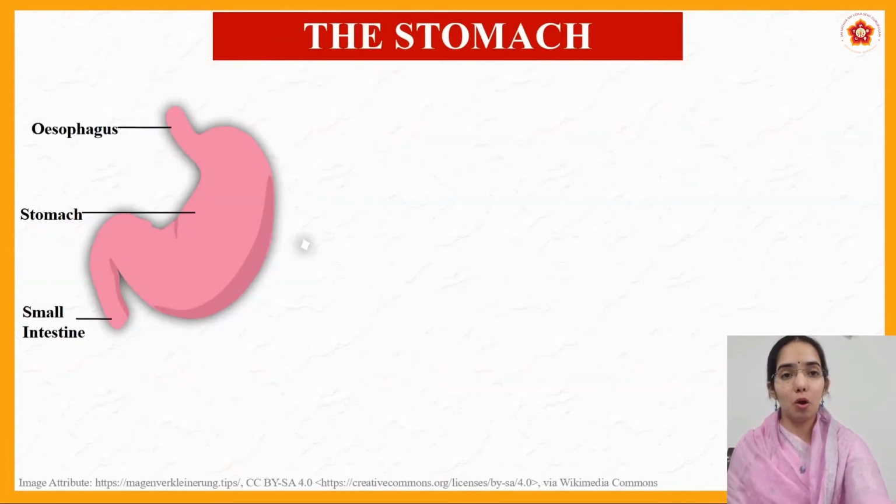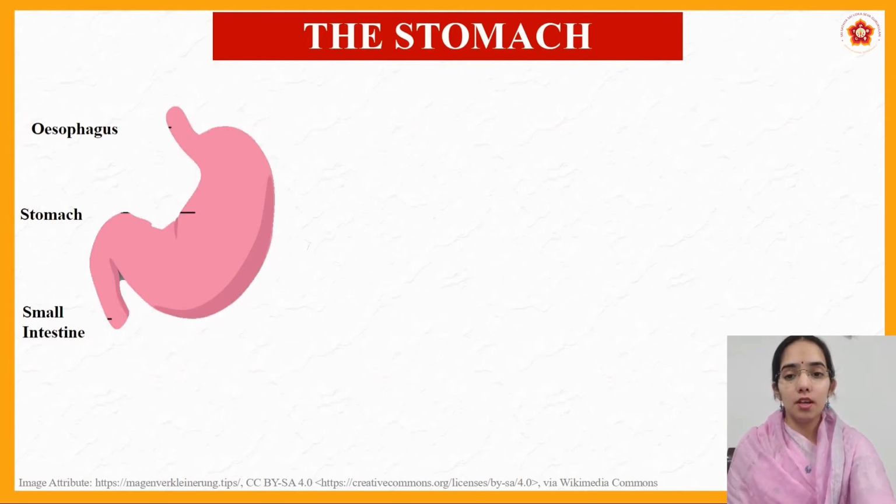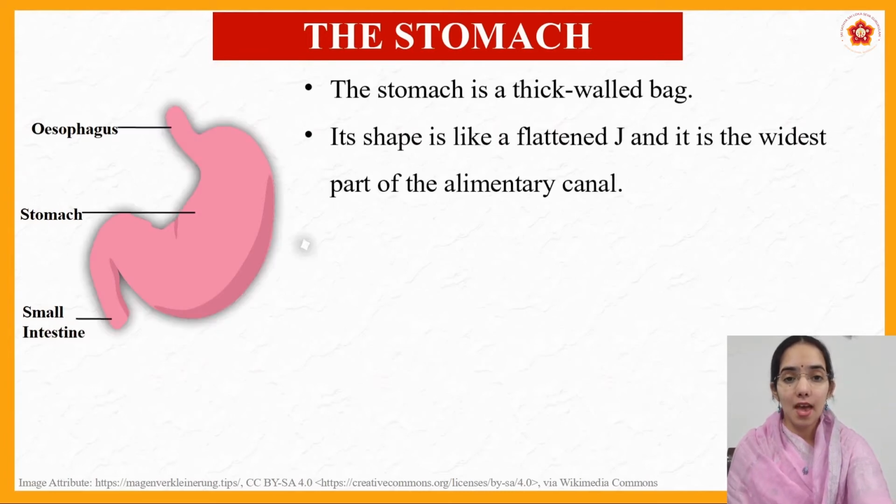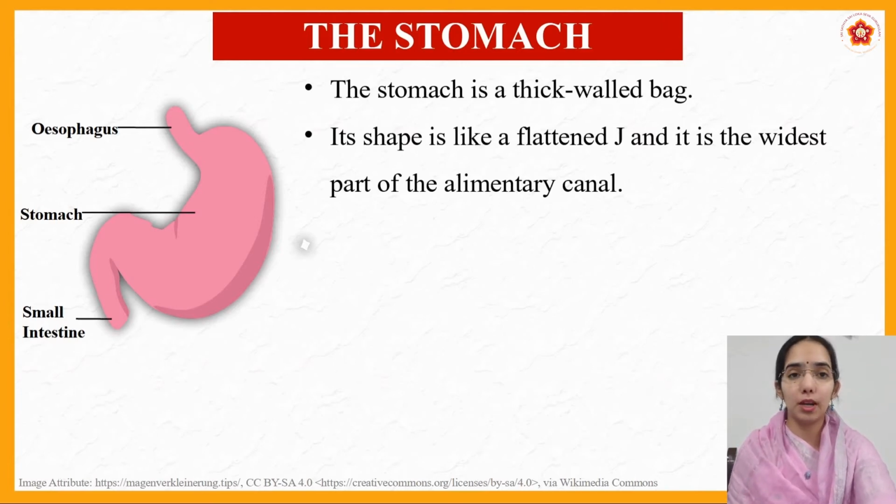Now let's study the stomach in a little more detail. The stomach is a thick walled bag. Its shape is like a flattened J, and it is the widest part of our alimentary canal. You can see in the diagram it looks like a flattened J-like structure. Another interesting thing is that it is the widest part of our entire alimentary canal.